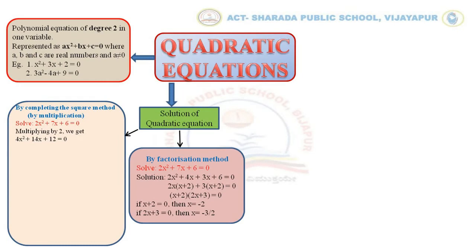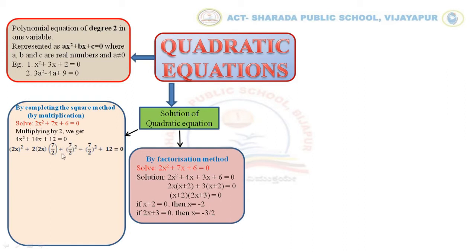We can see that the coefficient of x square is 2 and 2 is not a perfect square. To make it a perfect square, we are multiplying by 2. Then we get 4x square plus 14x plus 12 is equal to 0. Then we convert this into the form of a plus b whole square. That is, 4x square is written as 2x whole square, and this 14x is split as 2 into 2x into 7 by 2 plus 7 by 2 whole square.